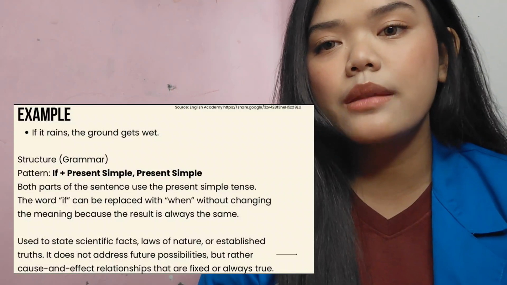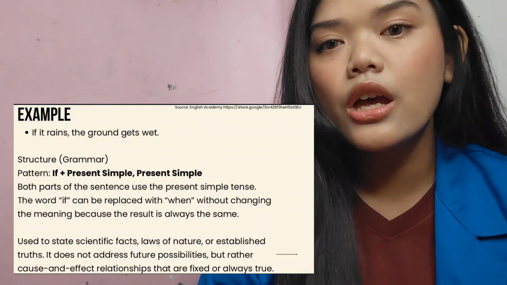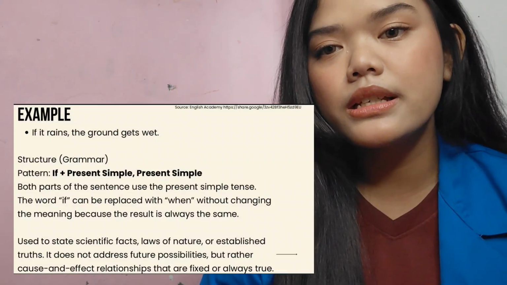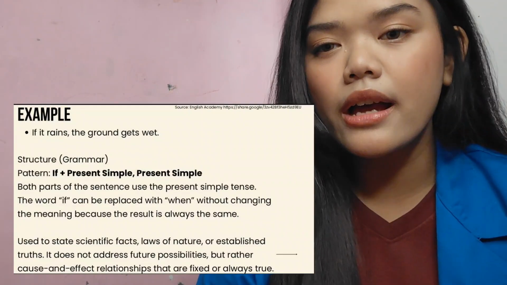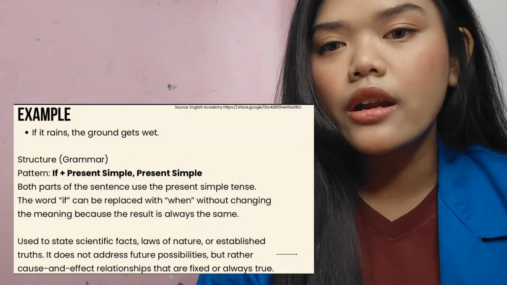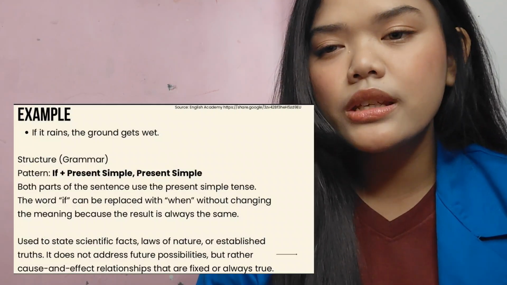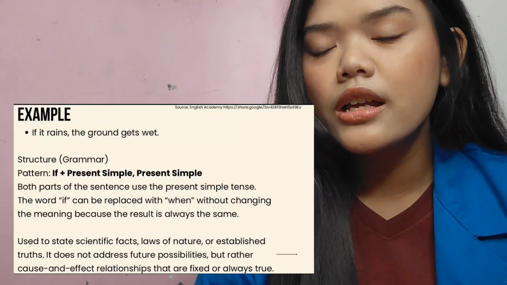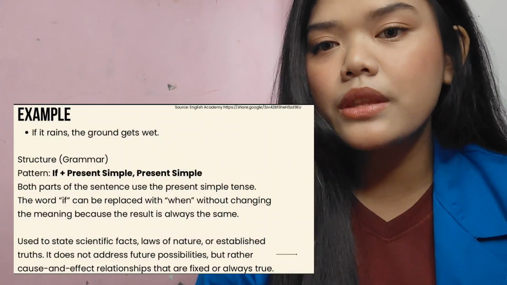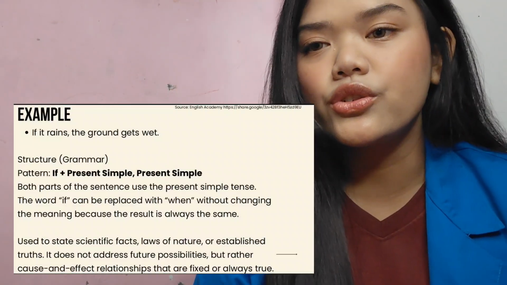The word if can be replaced with when without changing the meaning, because the result is always the same. Use it to state scientific facts, laws of nature, or established truths. It does not address future possibilities, but rather cause and effect relationships that are fixed or always true.